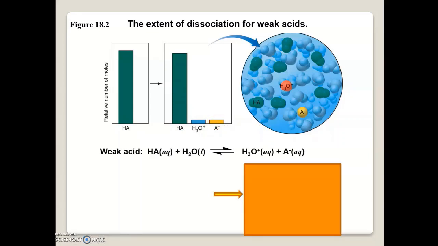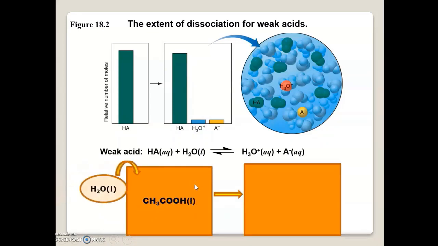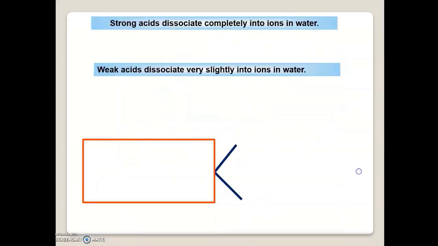If we have HA undergoing dissociation in water, we have an example here, acetic acid, CH3COOH. After the dissociation occurs and equilibrium is achieved, we have H3O+, we have CH3COO-, and we still have CH3COOH remaining in our reaction vessel. That's the difference between a weak acid and a strong acid. The same thing happens for strong base and weak base.